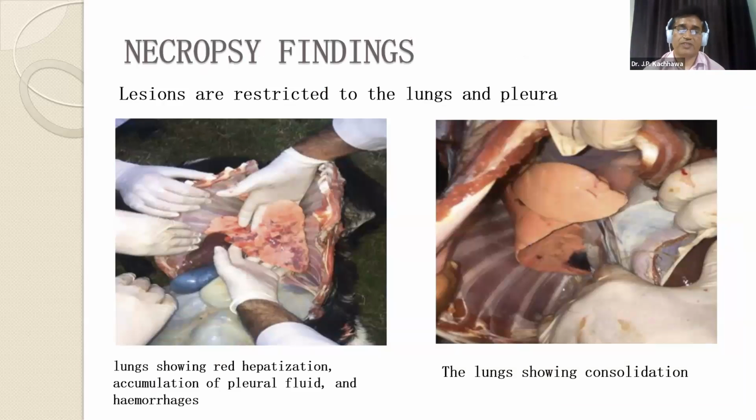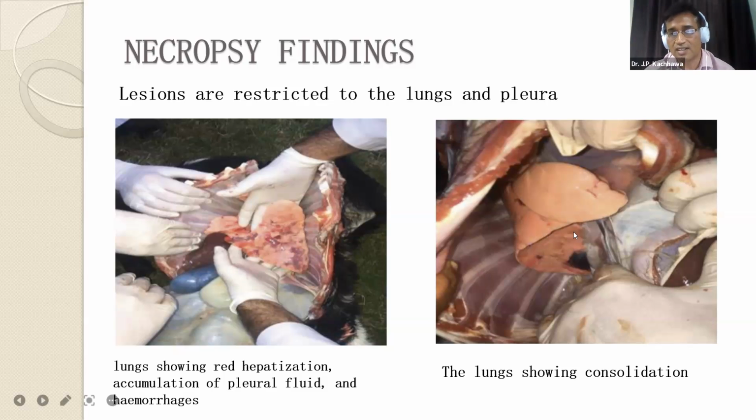The necropsy finding is a very important finding for the diagnosis of this disease, as the clinical signs are restricted to the lungs and pleura. Similarly, the necropsy findings are also restricted to the lungs and pleura. In the first picture, you can see the congestion of the lungs, and this part has become consolidated, and this is called red hepatization.